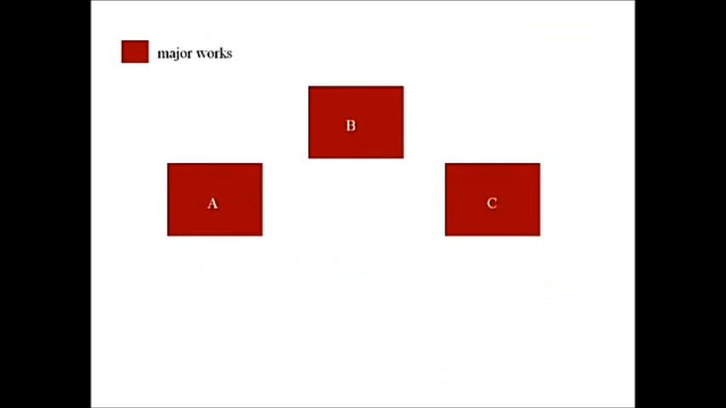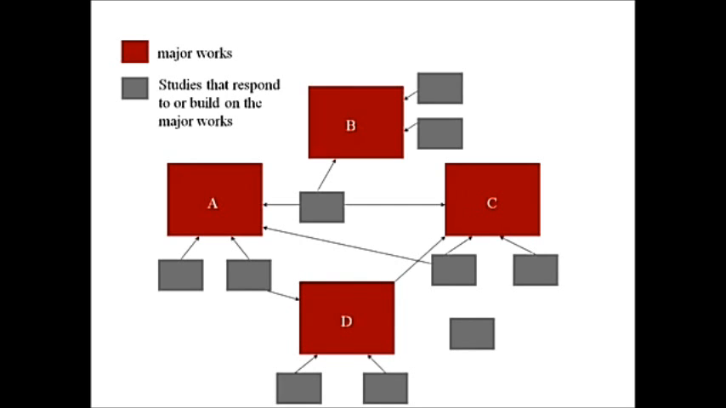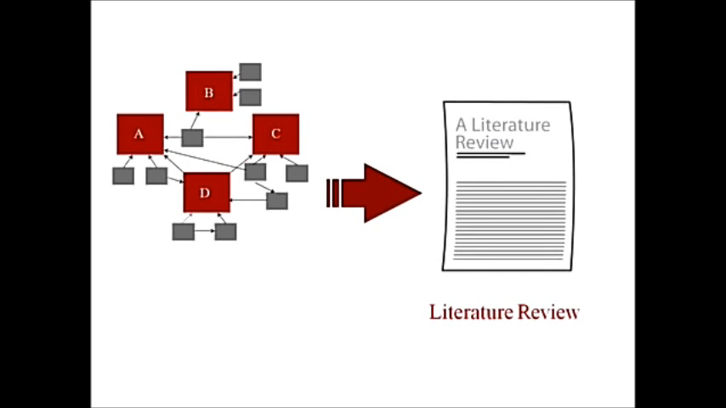Visually, the literature might look like this. Often there are major works that have been written on a topic, and then other later works that build on them. These later works tend to be extending or responding to the original papers in some way. Basically, the literature is a continuously evolving network of scholarly works that interact with each other.